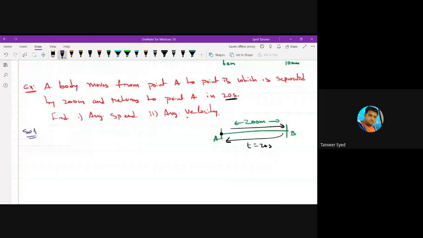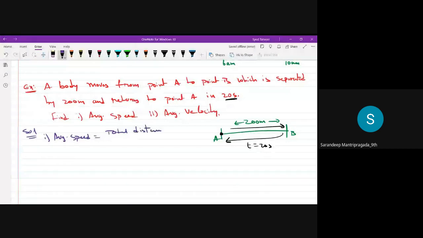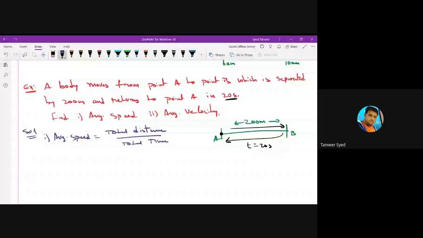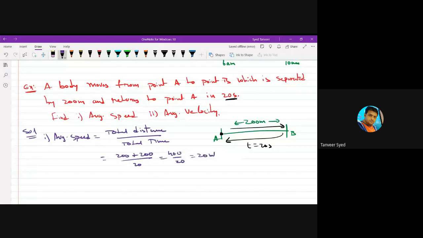Then average speed is total distance by total time. Total distance traveled is 200 plus 200, going and coming back. Total time taken is 20. 400 by 20, 20 meter per second is the average speed. Okay, no problem. Average velocity is displacement by total time.